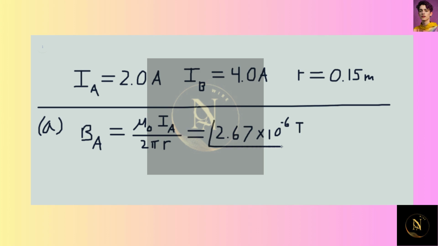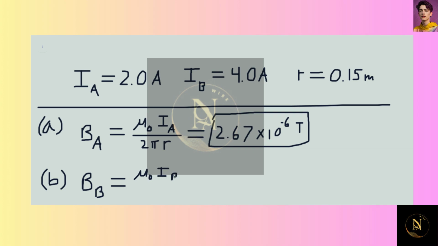Part B wants us to find the magnetic field due to wire B at wire A. So we're going to do the exact same thing that we did for part A, except this time, we're going to replace the current with the current in wire B. So we can call this B sub B for the magnetic field from wire B. And this is going to be mu naught times I sub B divided by 2 times pi, and the distance here is the same, it's just r. So this is times 2 pi r. So plugging those values in, we find that this is equal to 5.33 times 10 to the minus 6 Tesla. So we can box that in as our solution for part B of the question.